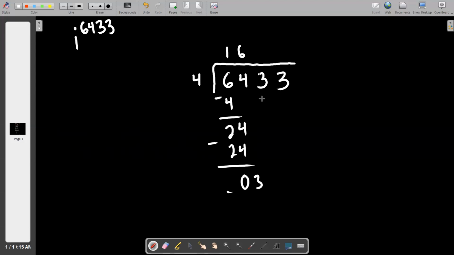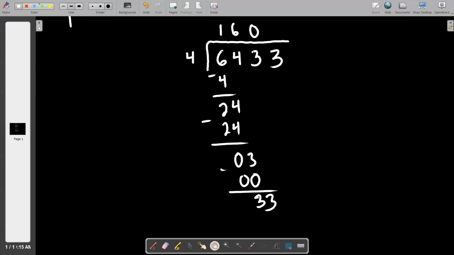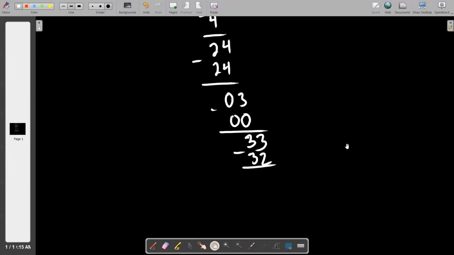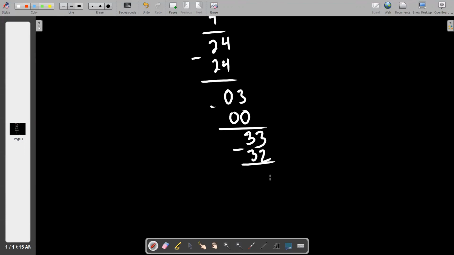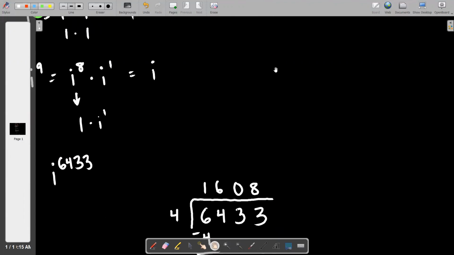4 goes into 3 0 times, 4 times 0 is 0, 3 minus 0, drop the 3. 4 goes into 33, 8 times. 4 times 8 is 32, subtract, and guess what your remainder is? Jackpot. The remainder is 1, and that's all I need to know, because any power of i that has a remainder of 1 is going to have the same answer.